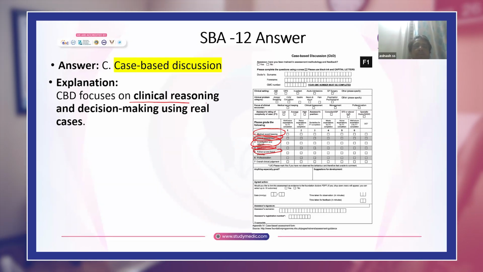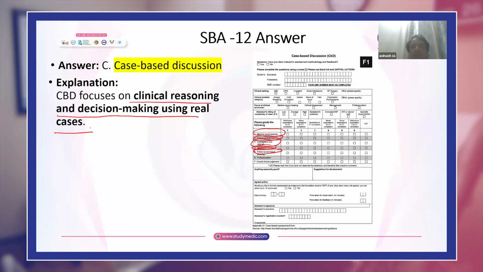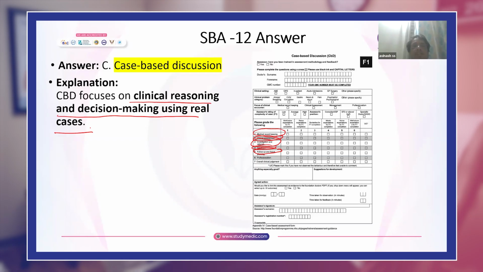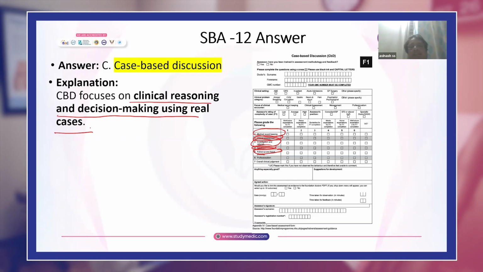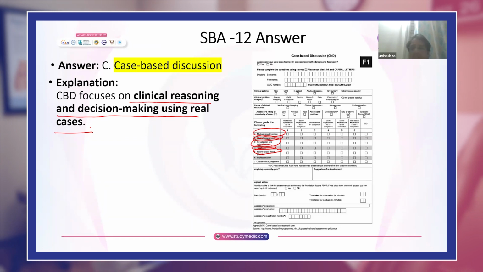Basically, more about the case, clinical reasoning and decision making using real cases. This is case-based discussion. Whereas in mini-CEX, they check the history taking, physical examination, and also other things. In case-based discussion, the clinical reasoning, decision making, and which investigation and treatment they use, all those related to the case, what could be the complications, that thing is checked.